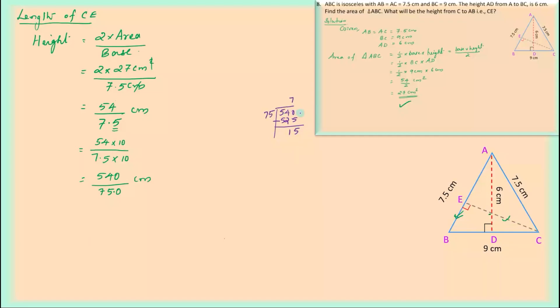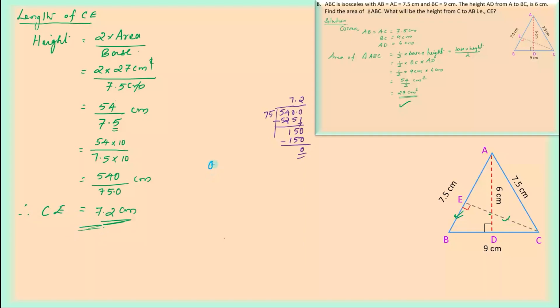Now there are no digits to bring down. So put a point here, then 0. So we have to put a point here also. Next bring down 0. Now it is 150. So 2 75s are 150. When we subtract, it is 0 here. That is 540 divided by 75 is equal to 7.2, that much centimeter. So here height, what is height here? That is CE. Therefore, CE equal to 7.2 centimeter.